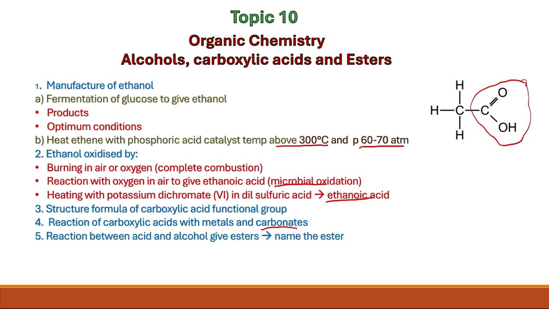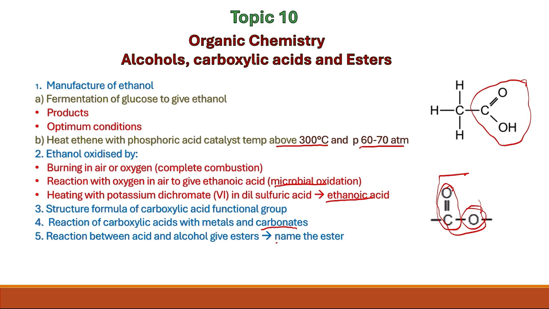You should know that the reaction between a carboxylic acid and alcohol will give you ester. This is the functional group for the ester, where the carbonyl group or this group comes from the acid, the oxygen comes from the alcohol. You should be able to name the ester produced. Remember that the ester has two parts.